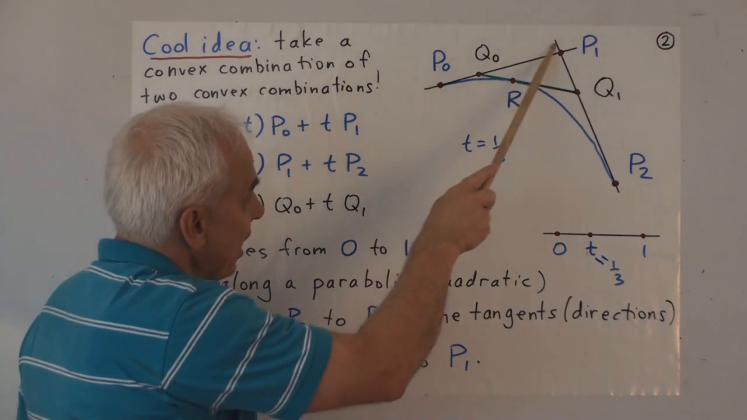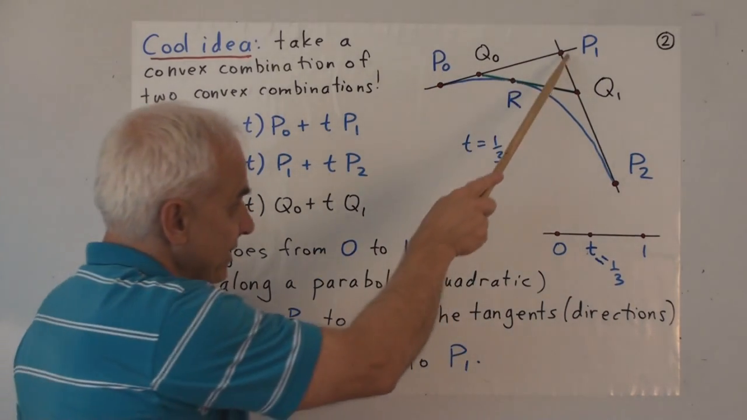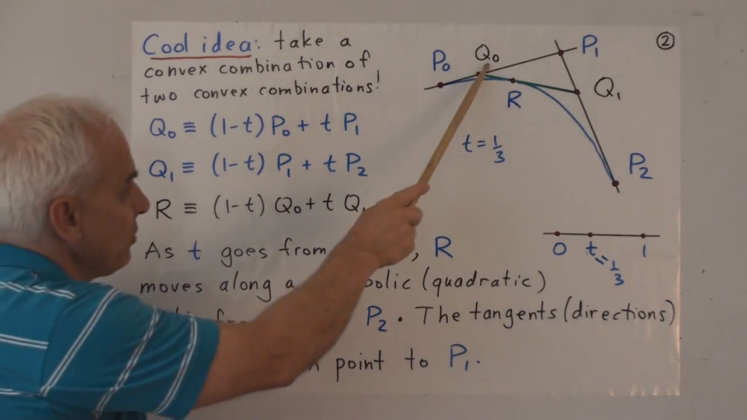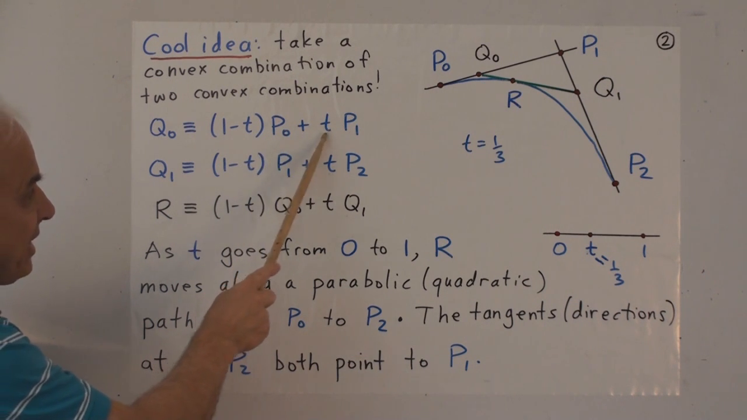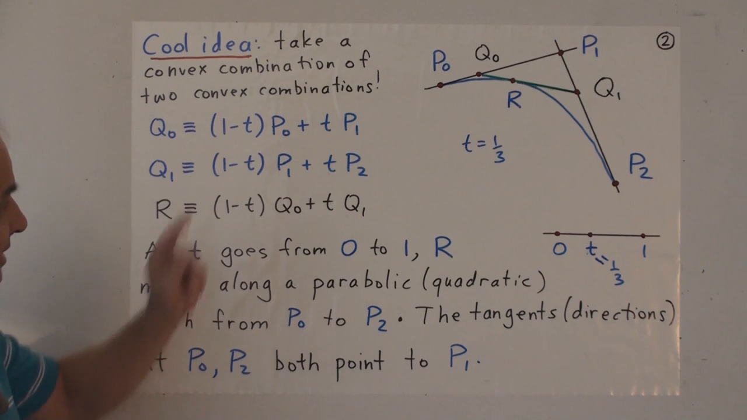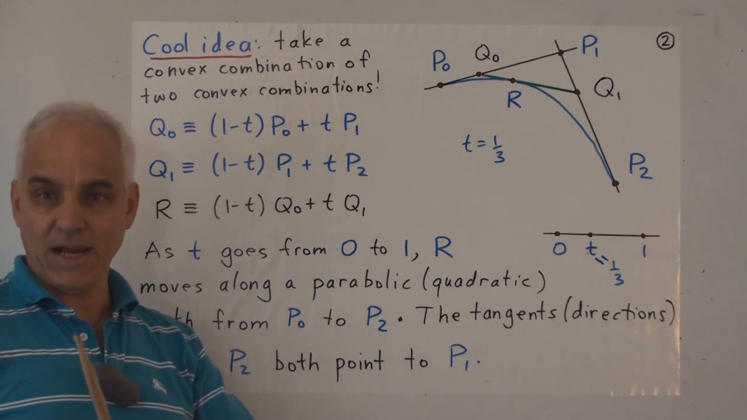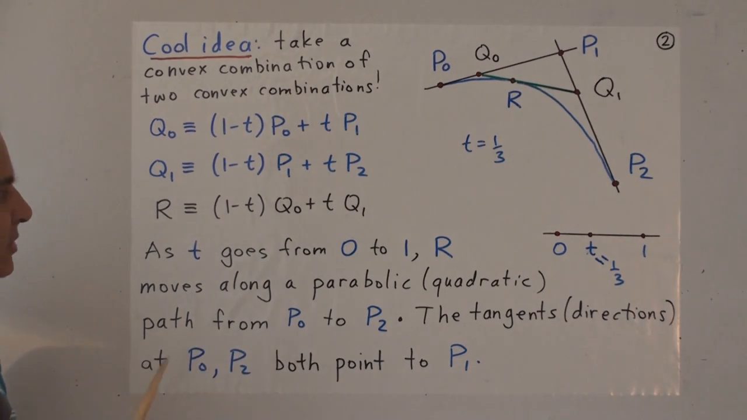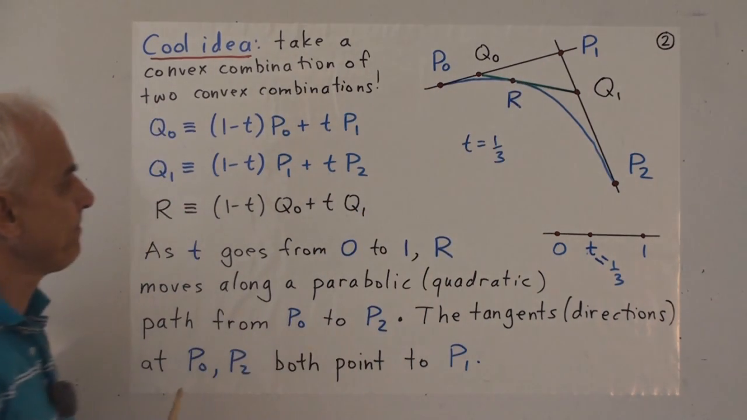One along this line segment from P0 to P1, and another one along this line segment from P1 to P2. So let's define Q0 to be (1 minus T) times P0 plus T times P1. You'll notice I've switched notation a little bit. Instead of using lambda, I'm using T. So you can think of T as being maybe more like time. So we're actually having a curve here. As T goes from 0 to 1, that point goes from P0 to P1.